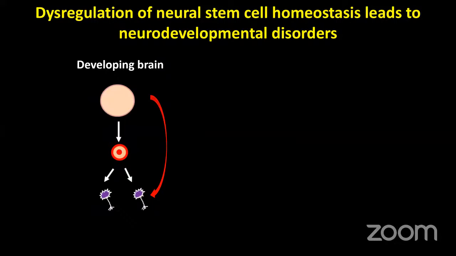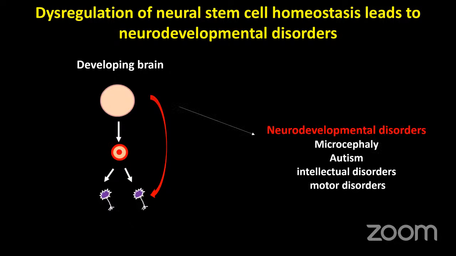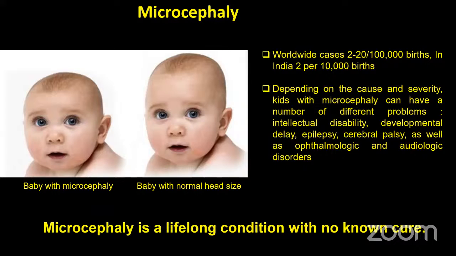In this case we won't attain the number of neurons that we should, so it will lead to neurodevelopmental disorders. There are several, and one that Dr. Megha also explained is microcephaly. Microcephaly is, in most cases, a result of neurons either dying, or undergoing premature differentiation, or just stopping dividing. It is a condition where a baby is born with a very small brain size compared to a normal kid. There are 2 to 20 cases in 100,000 births, and in India it's about 2 per 10,000 births. Depending on the cause and severity, the kids can have very different problems like intellectual disability, developmental delay, epilepsy, and also problems related to ophthalmology or hearing disorders. It's a lifelong condition, and so far there is no cure for this.